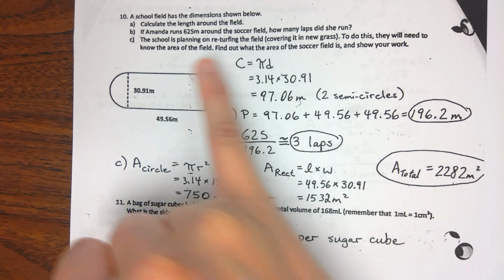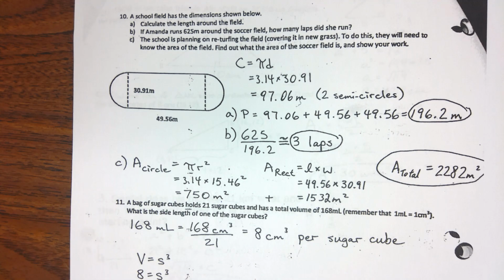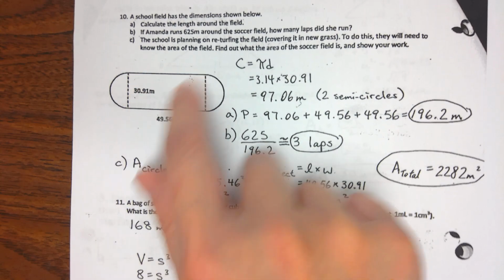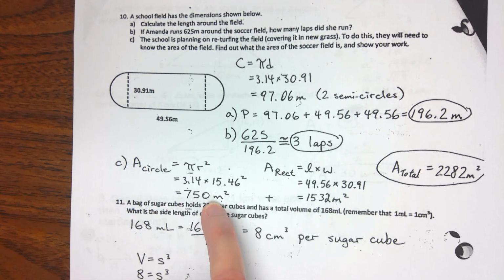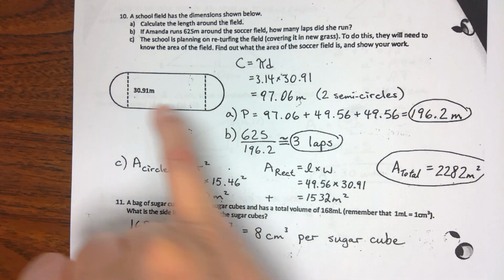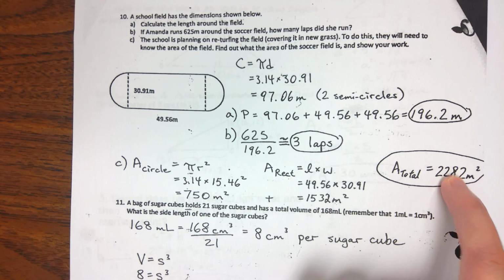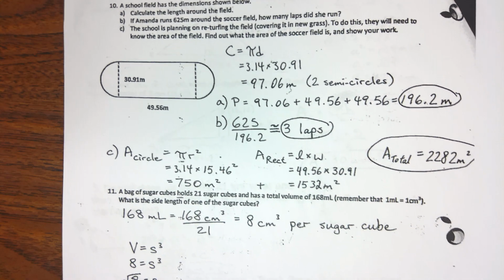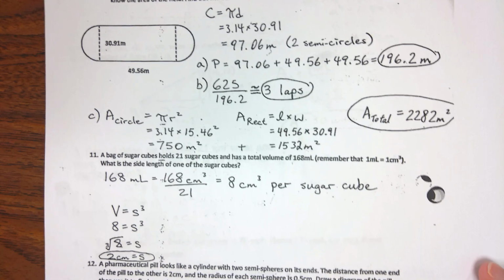Okay, and then I want to put grass in here. So what am I looking for? Area. That's right, because I want to fill it in. So area of the circle, pi r squared, you get 750, and an area of the rectangle, and you get 1,532. When you add it up, you get the total area. Remember, it's not surface area, because it's 2D. So 2D is just area, 3D shapes, surface area.